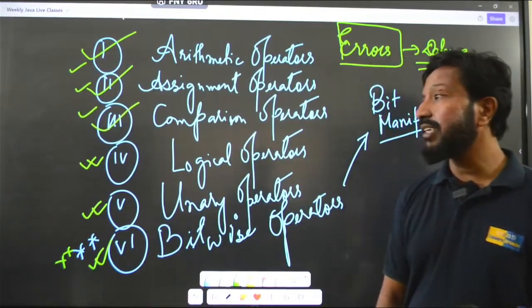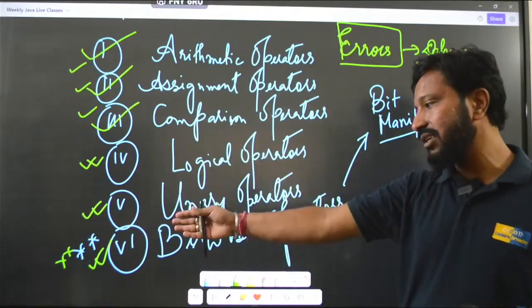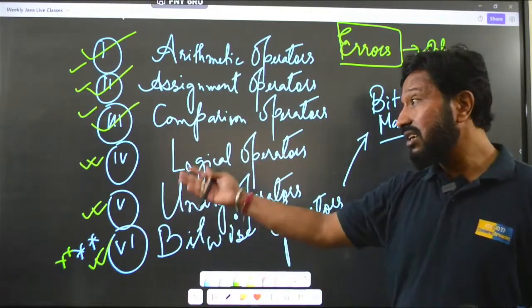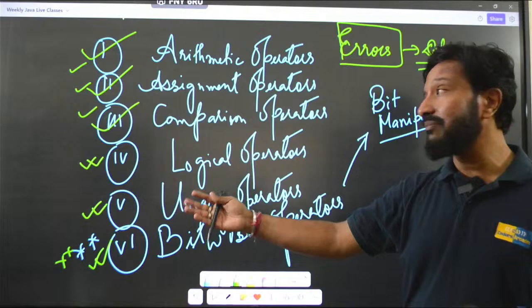So in the next live session, we will be coming up with logical, unary and bitwise, and there are some other operators also. We will be covering them in the coming sessions.